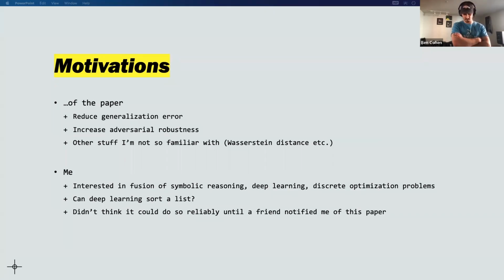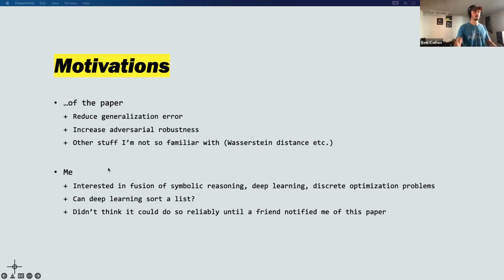I have some slides in this presentation that are sort of trying to cram a semester's worth of statistical learning theory into a couple slides. And I did that not to convey that knowledge to my audience necessarily. It was kind of an exercise for myself to go back to the basics and make sure I understood it. So really high level, the idea is to reduce generalization error and increase adversarial robustness. This is the high level problem they're trying to tackle. They also talk about some stuff I'm not so familiar with, like Wasserstein distance and things like that.